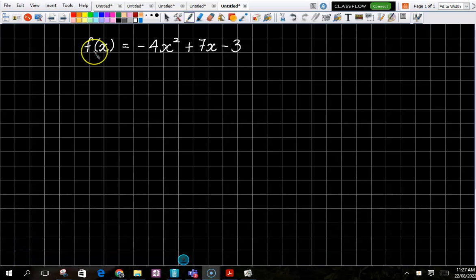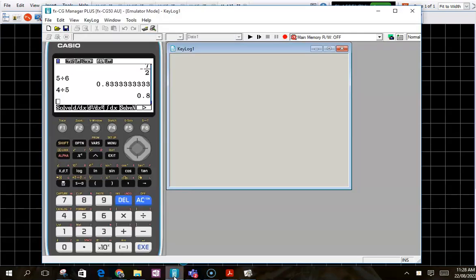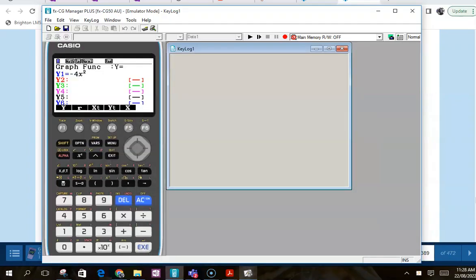Yes, we know that this is y, and it equals this, but what does that look like? It's a quadratic, right? So minus 4x squared, let's even have a look at it. So we've got minus 4x squared, plus 7x, take 3.